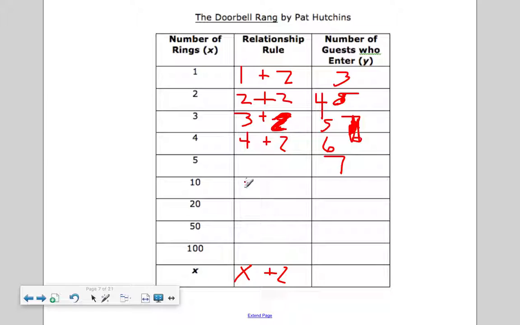If there are 10 doorbell rings and the relationship is X plus 2, then 12 guests would have entered. If the doorbell rang 20 times, add 2, 22 guests would enter the house. 50 doorbell rings, that means 52 guests would have entered the house. 100 doorbell rings later, that means 102 would have entered.